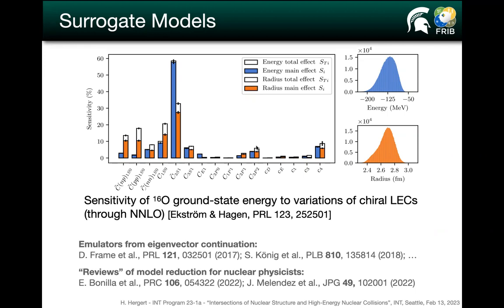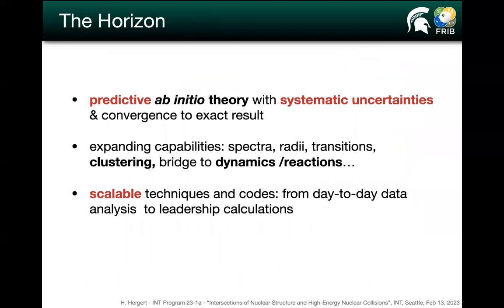So my group is working very, very hard on developing emulators for the IMSRG, which is a bit more challenging because of the way the problem is set up. And I just left some site references right here that you can check out on the web version of the slides. So then the grand horizon is that we want to go to this predictive ab initio theory with systematic uncertainties and convergence to exact results.